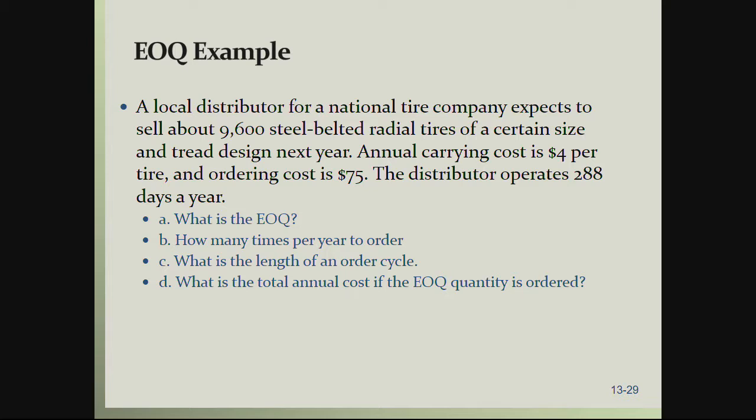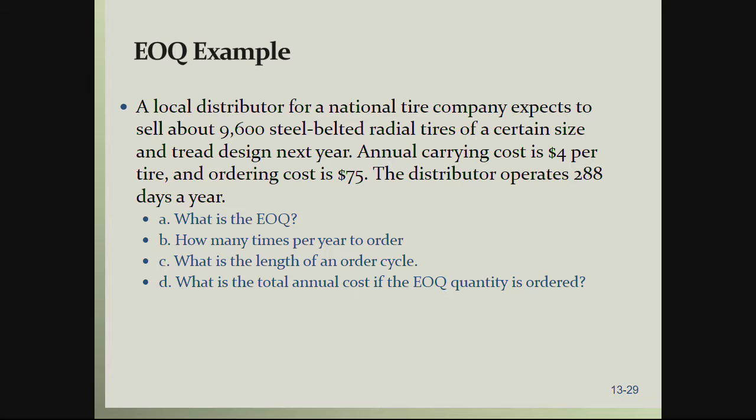Part A, what is EOQ? EOQ, economic order quantity, is Q0. Part A is that you just plug in the numbers, you get Q0. Part B, you have to think about it. After you get EOQ, after you solve this Q, how many times per year to order? Part C, what is the length of an order cycle? What does this mean? How many days between placing orders? Every 10 days? Or every 20 days? Or every 5 days?